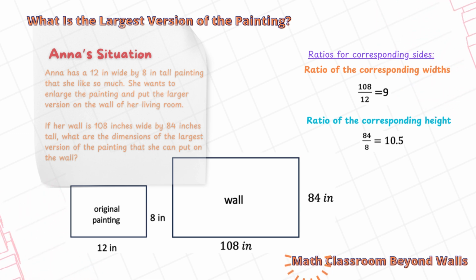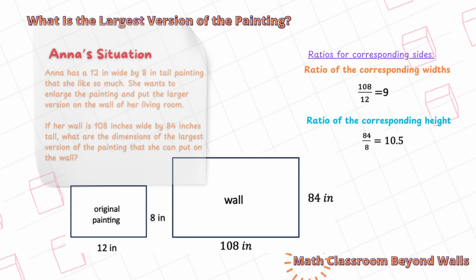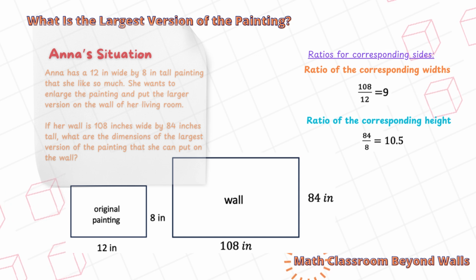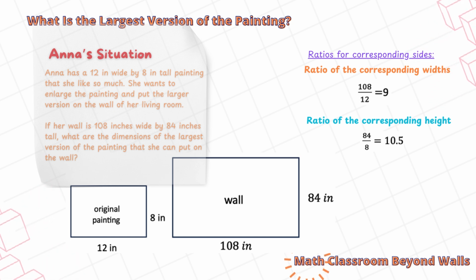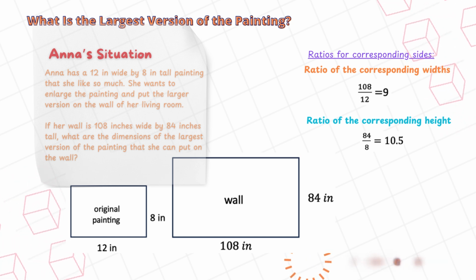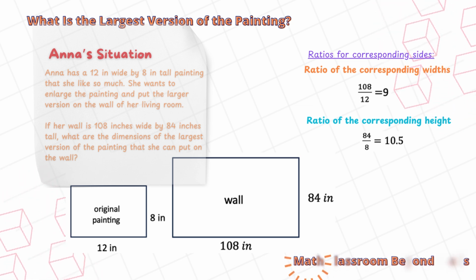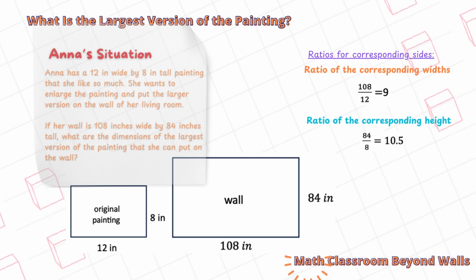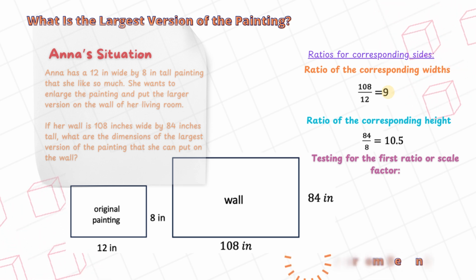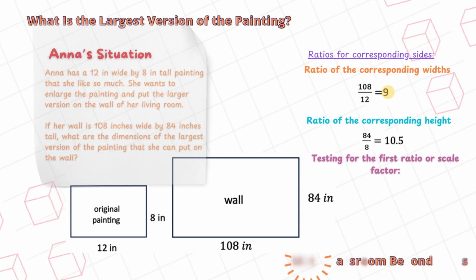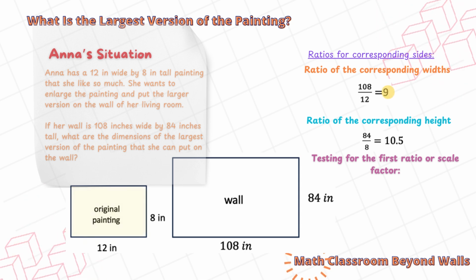Remember that she is setting up a painting similar to the small version of her painting. For the paintings to be similar, the corresponding sides must have the same ratios, or we say the same scale factor. So, we will test each number to see which ratio or scale factor would give the appropriate dimensions of the enlarged version of the painting that would fit into her wall. We start with the ratio or scale factor of 9. To get the larger version of the painting with 9 as the scale factor, we must multiply each side of the original painting with 9.